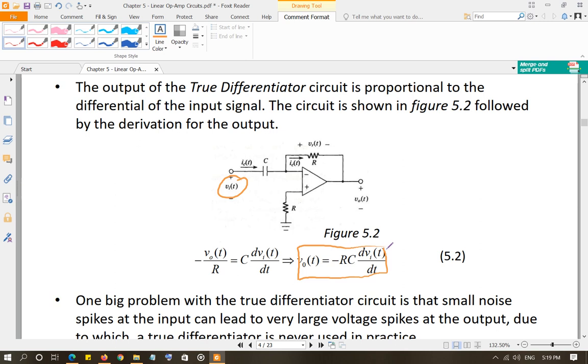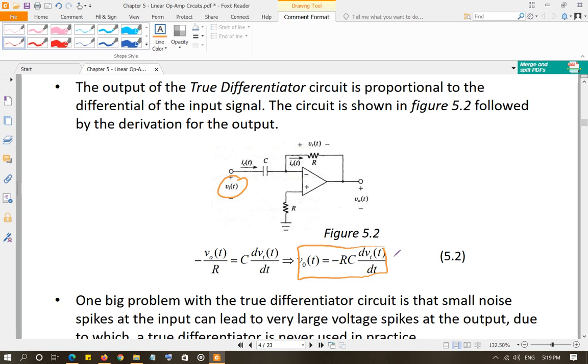Now, true differentiator, like there was a problem with the integrator circuit, there is one problem with the true differentiator circuit as well. And the problem is, anytime you have noise at the input, remember, the output is the derivative of the input, that is rate of change of the input. So anytime you have small spikes of noise at the input for a very brief amount of time, the dVi over dt is going to be very large, right? Because the shorter the time is, the larger the spike is going to be, because you're taking the derivative of that. Hence, for small noises, the output can have a substantial amount of noise spikes.